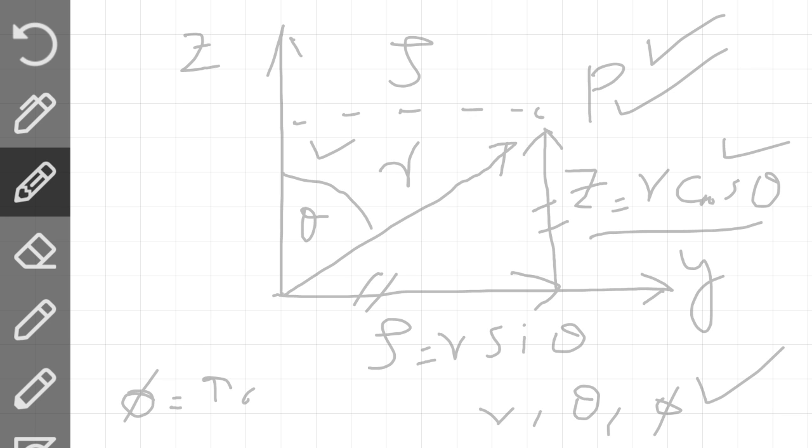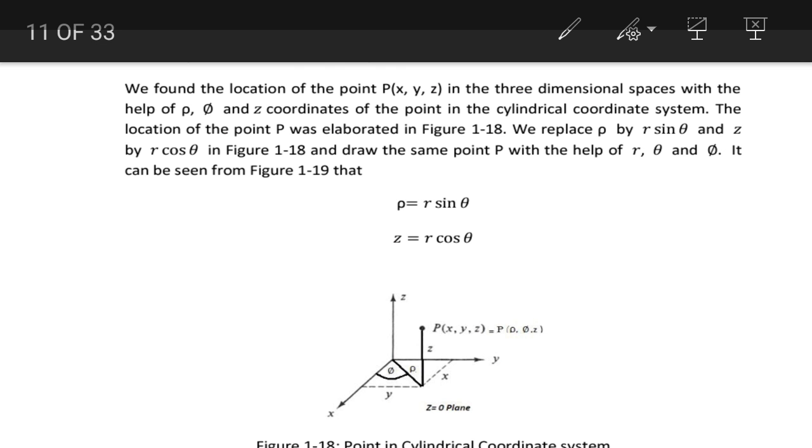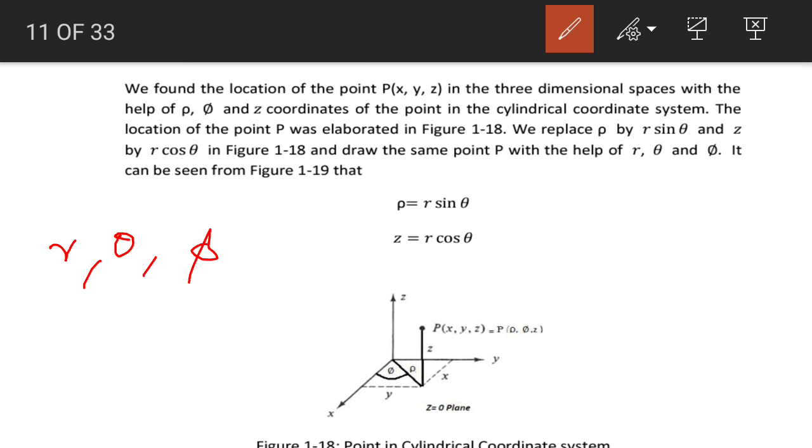So anyhow, rho is always equal to r sine theta, and z is always equal to r cos theta. So if we know r, theta and phi, we can calculate rho. Rho will be equal to r sine theta. We know that rho is a radial line which is in the z is equal to 0 plane, and this line makes an angle of phi with respect to x-axis. And if we know r, theta, we can calculate z is equal to r cos theta as well.